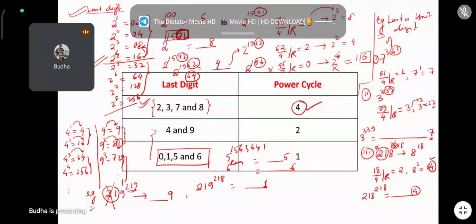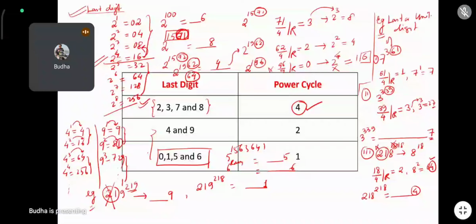Same case for 0 and 1. So most of the time they will not ask questions on this. They will ask always majorly on these 4 numbers, 2, 3, 7 and 8. हाँ, अगर cycle भूल जाते हो तो you can again follow this method and then figure out what is the cycle. Okay. So with this, let us try some examples.